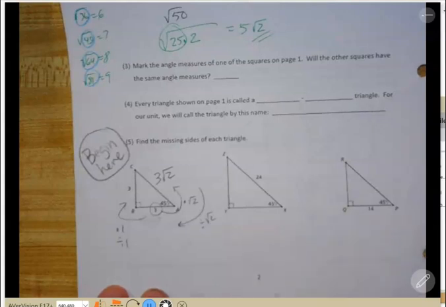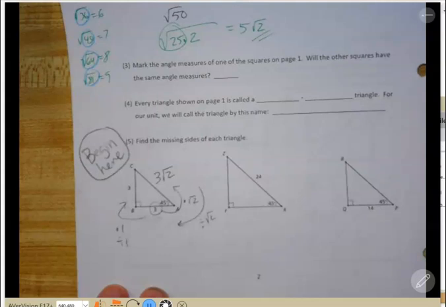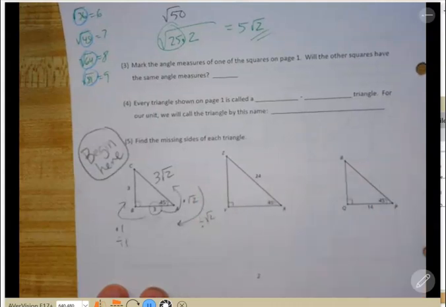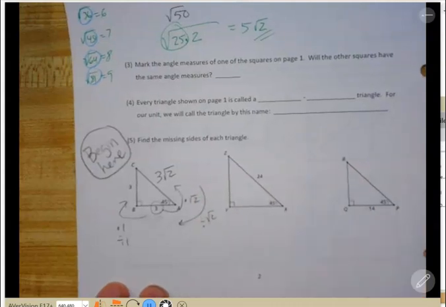So for the last two problems, can you figure out what the two missing numbers would be? Turn the video back on when you think you have an answer, and we'll take a look at those.